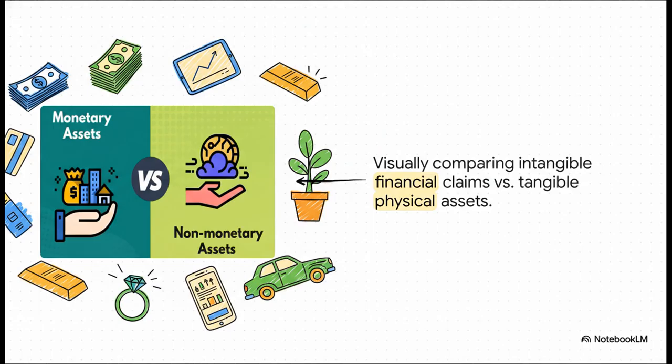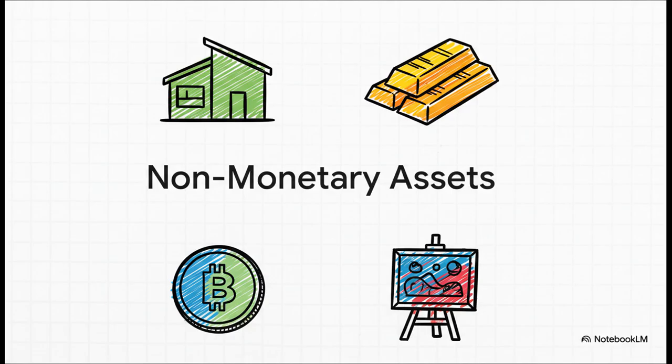Here's a different way to look at it. See? Financial assets are basically promises on paper, or pixels these days. Think stocks or bonds. Non-monetary assets, on the other hand, are tangible things like gold, art, or even the house you live in. You're probably already familiar with a lot of these non-monetary assets. We're talking about things like property, real estate, precious metals like gold, collectibles like fine art or vintage cars, and even some of the newer digital stuff like cryptocurrencies.